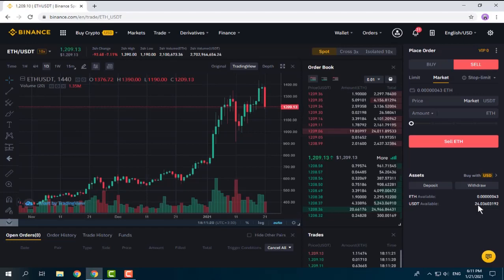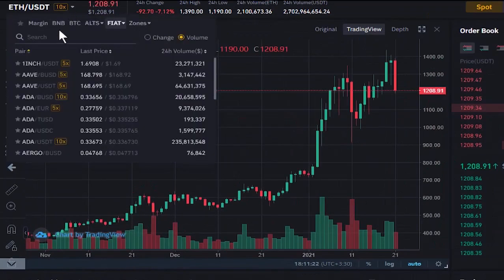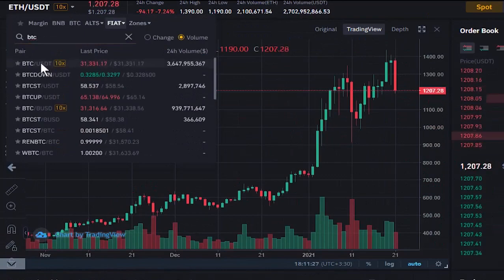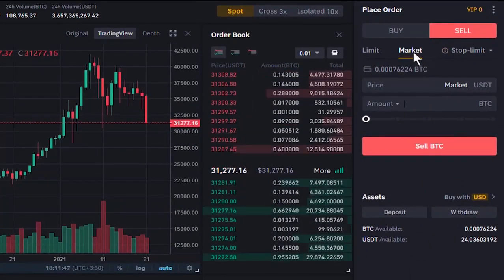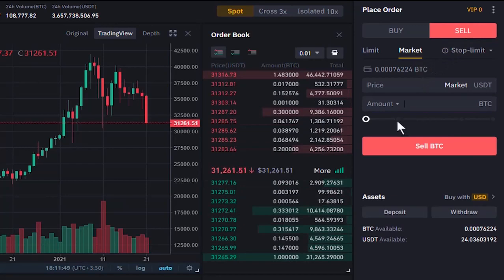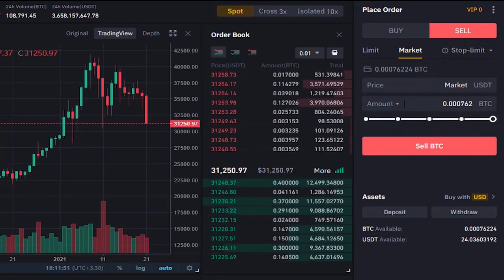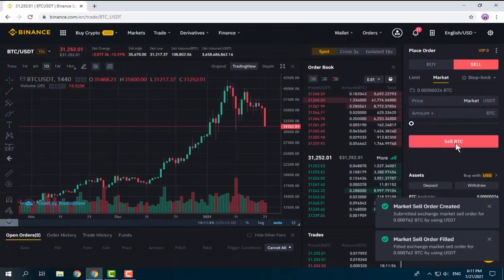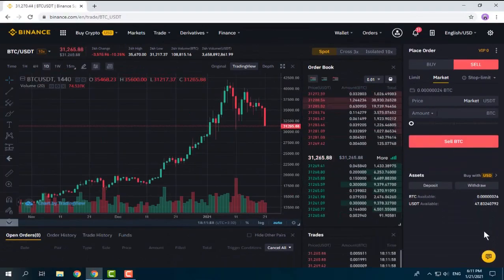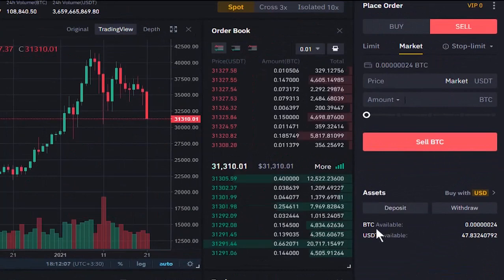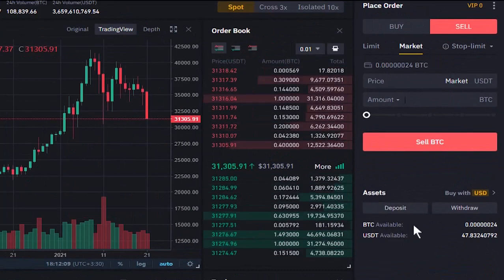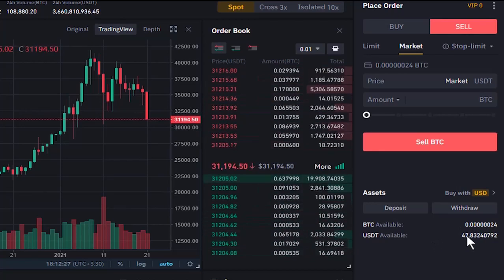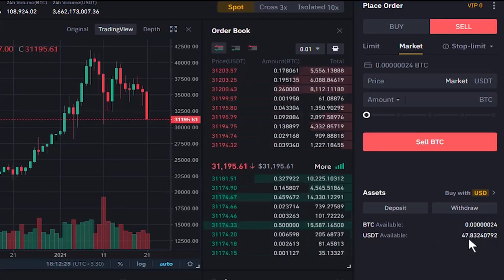Now let's sell our Bitcoin. Here we search BTC and BTC to USDT. The sell tab is selected, market order, we set the amount to 100%, and we click on sell BTC, and it's done, and we sold our Bitcoin. And now, as you can see, this is how much Bitcoin we have available, which is very small. And here's the amount of Tether that we have available now.